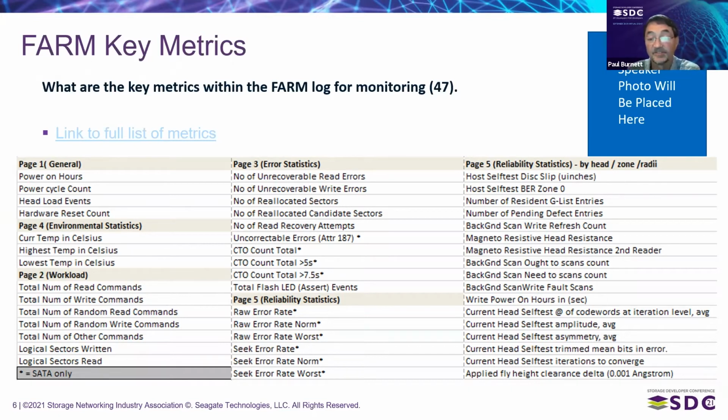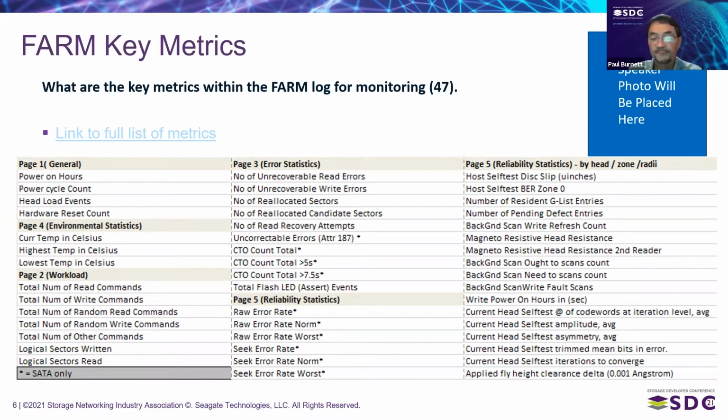Where the other areas are on a by drive basis, we have things like background refresh counts. So if the drive has to go in and refresh areas as we're doing background scanning. We have MR head resistance. If you have dual readers, we'll have one for both of those. We have background scan counts. How often do you do a scan that you have to do or you ought to do? And that's a priority basis about what needs to be done, or do a write fault scan, which is a more high priority.